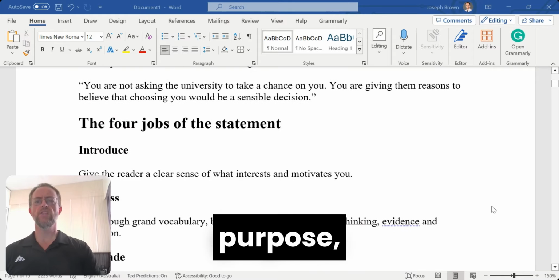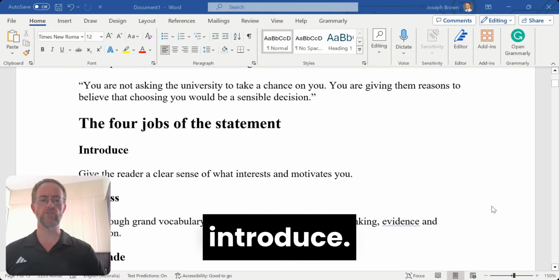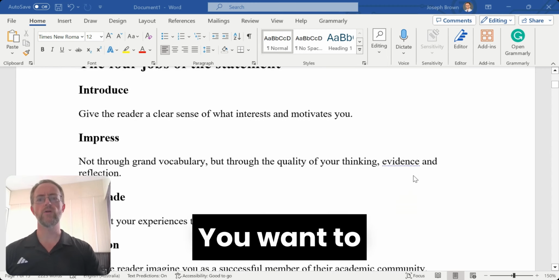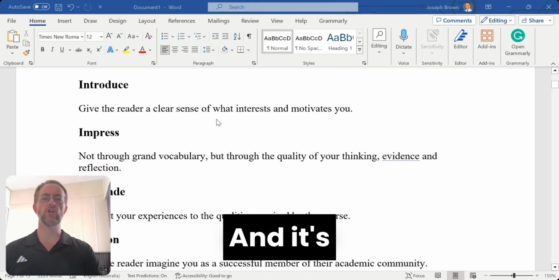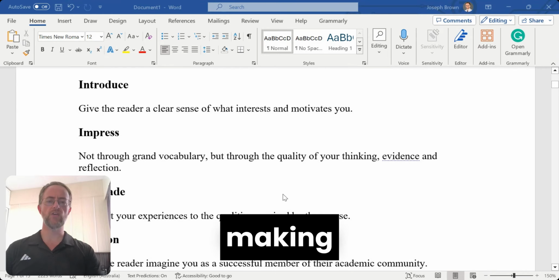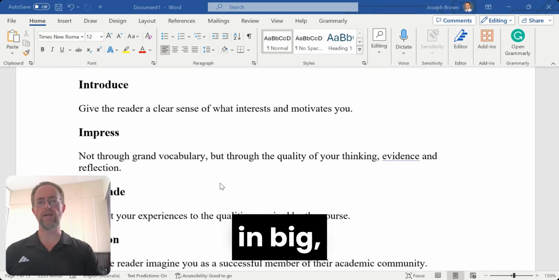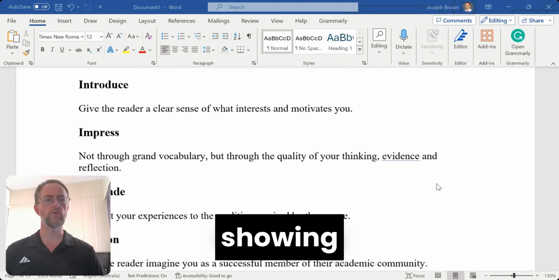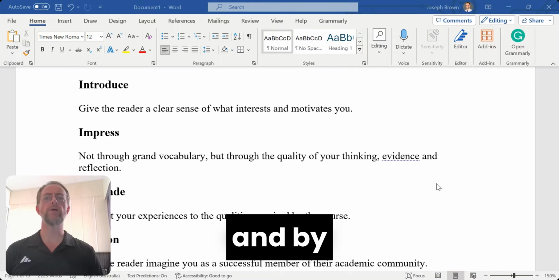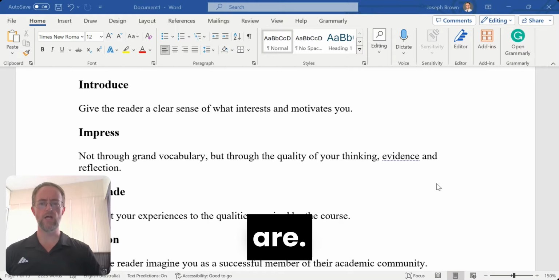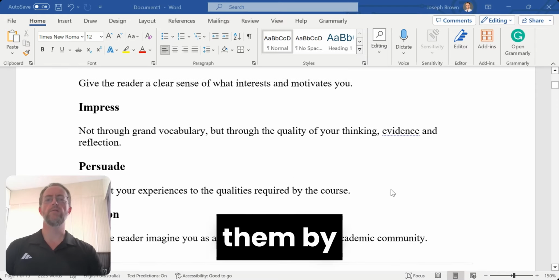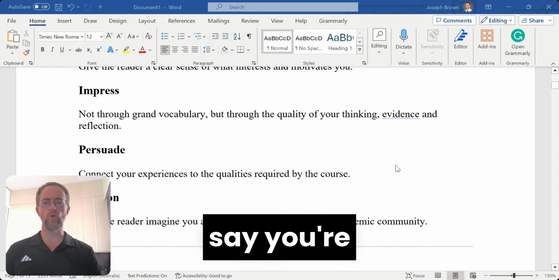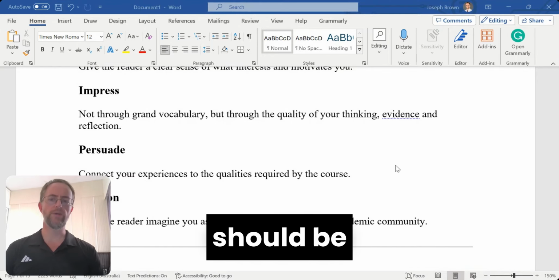That's the purpose. The job, clearly, is to introduce. Clearly you want to go beyond introducing to impress them. You want to show them. And it's not going to be impressive by just making grand statements and throwing in big, massive words that you think are going to show off, but by showing the quality of thinking and showing them the kind of person that you are. You want to persuade them by giving them the ethos and the pathos and the logos to say, you're the kind of person that should be here.